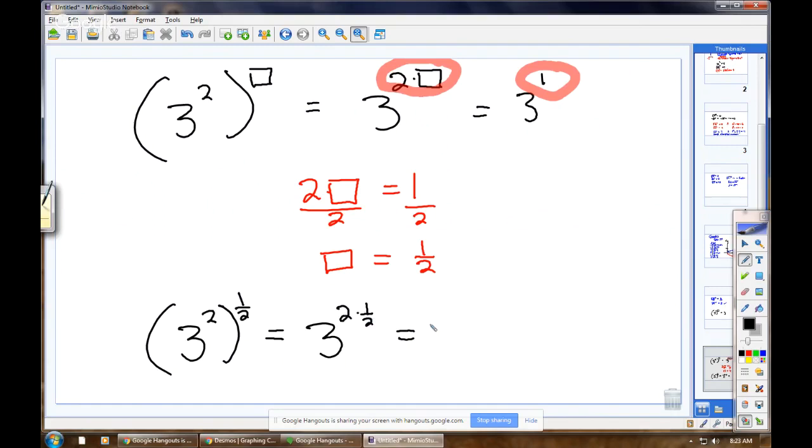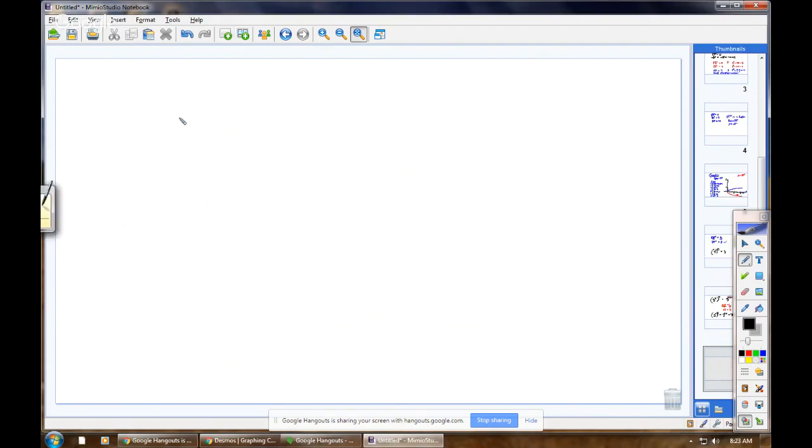Half of 2 is 1, so we get 3 to the first, which is 3. Okay, so the square and the power 1/2 cancel each other. Now, in the past, you probably haven't dealt with fractional powers, but they exist, and a fractional power behaves the same way as a square root. So this is an important rule: another way to deal with the square root of x is to call it x to the power 1/2.